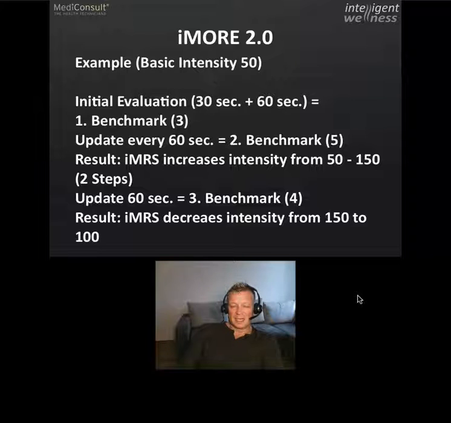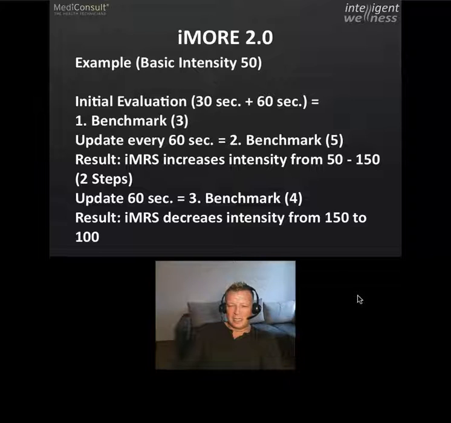So let's say here we start an application on the whole body mat with a basic intensity of 50, and then once you put the ear sensor on your earlobe, the IMRS together with the imore 2.0 starts evaluating the heart rate variability. This takes about 60 to 90 seconds, a little bit depending on the individual, how fast the IMRS can recognize the heartbeat, and then it starts counting, and it needs about 60 heartbeats to determine the first benchmark. So let's say after 90 seconds the first benchmark would be category 3.